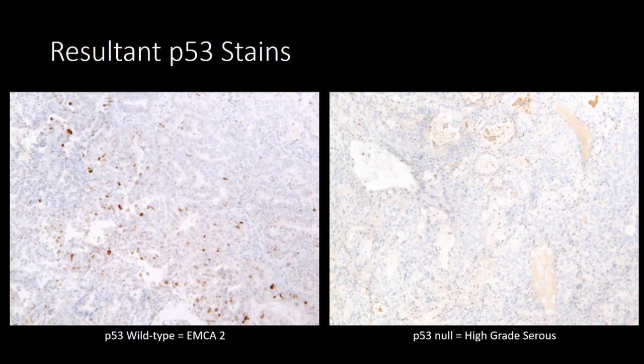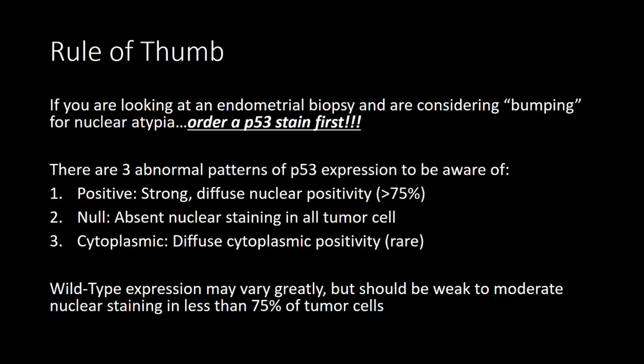And so that kind of does bring up the point of, well, how do we interpret these P53 stains? Again, remember, if you're ever considering bumping your FIGO grade, get a P53 first. And there's three patterns that you're looking for. First is the positive pattern, or the mutant phenotype, and that's going to be strong diffuse nuclear positivity in greater than 75% of the cells.